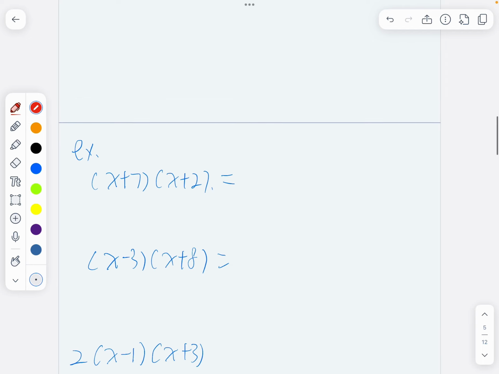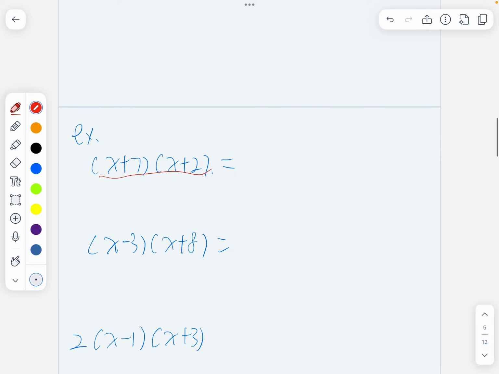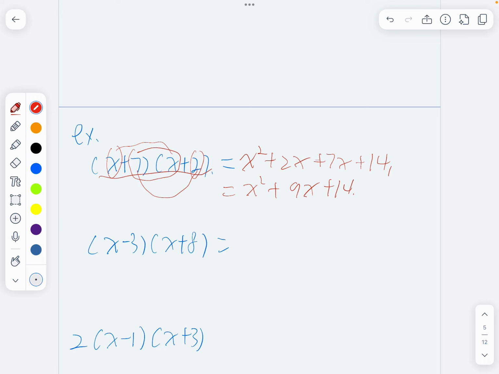Okay, for this one, it's the four terms. First, we need to calculate the first terms, which is x squared. And the second one, we use 2 times x, which is plus 2x. For the third one is 7 times x. For the last one is 7 times 2, which is 14. The final answer is x squared plus 9x plus 14.